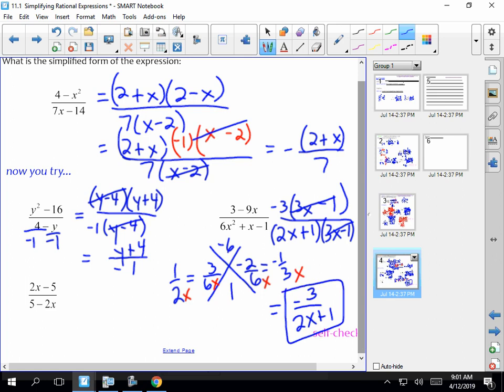So that one is the factor-out-the-negative trick. This last one, 2x minus 5, I'm going to leave it alone. But if I factor a negative 1 out of the bottom, I'm then left with 2x minus 5. And so the 2x minus 5's cancel, leaving me just negative 1.